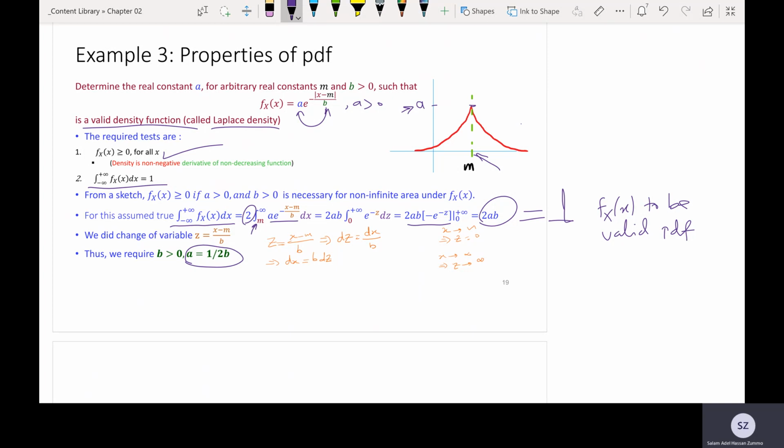If the curve is wide, the amplitude has to be small. If the curve is narrow, the amplitude will be large. Because of that, A and B are related inversely, as you can see. A equals 1 over 2B. If B is large, what does that mean? It's a thin, narrow curve, which means A will be large, and vice versa. Any other questions?